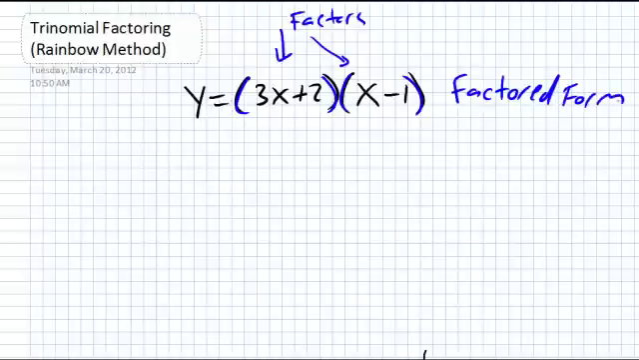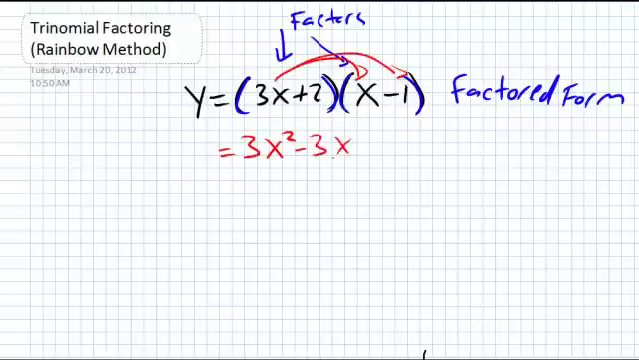To go from factored form to polynomial form or standard form, all we have to do is FOIL. It's a fancy way to say multiply everything in the first by everything in the second. So let's learn how to do that. Take your 3x, I'm going to multiply it by x to give me 3x squared. And then 3x times negative 1 is negative 3x. Then I do 2 times x, 2x, and 2 times negative 1 is negative 2.